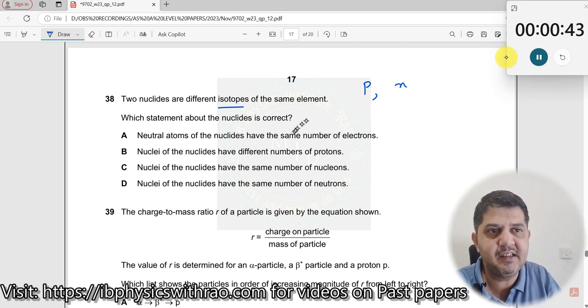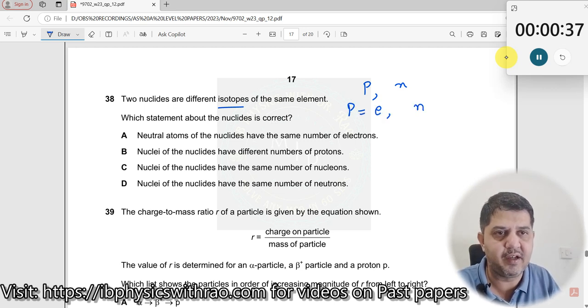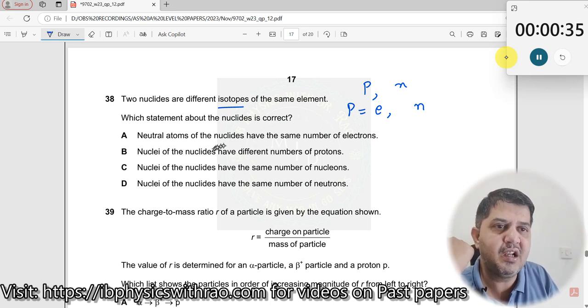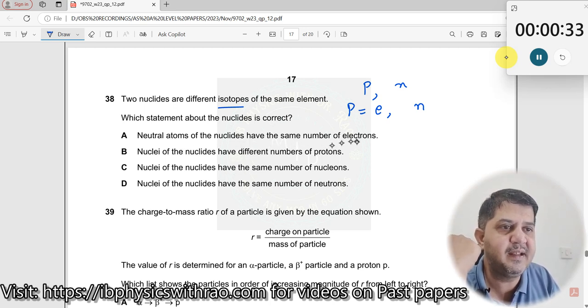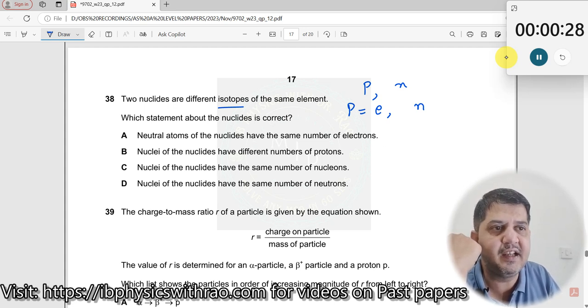When I say the atoms are neutral, which means proton number should be equal to electron number, but neutron number should be different. Okay, let us understand this. Neutral nuclides have the same number of electrons. Same number of electrons. Definitely it is correct, right?